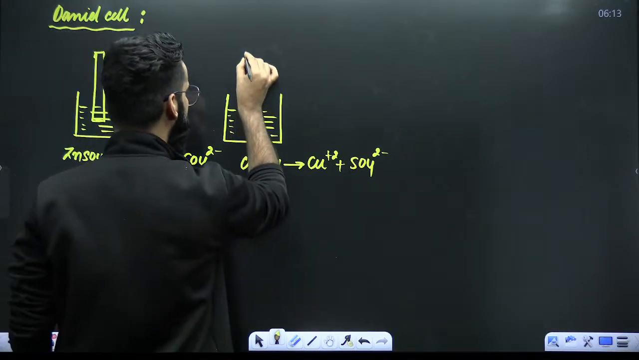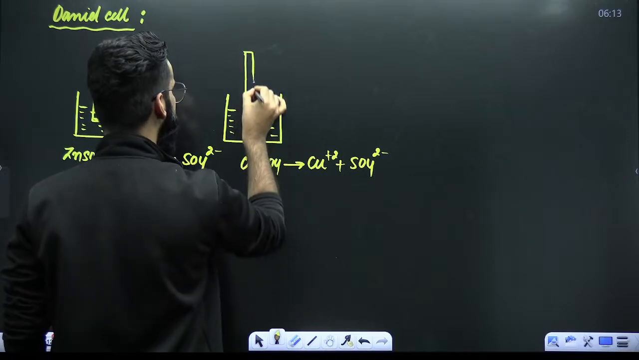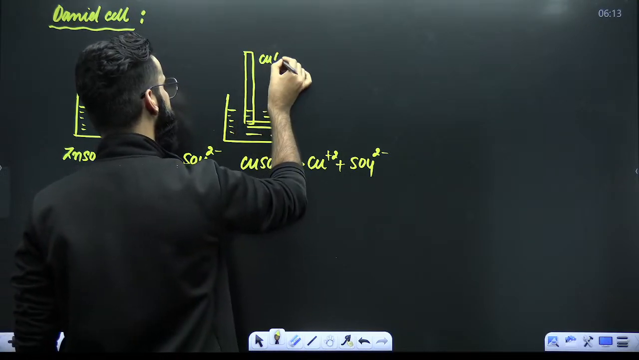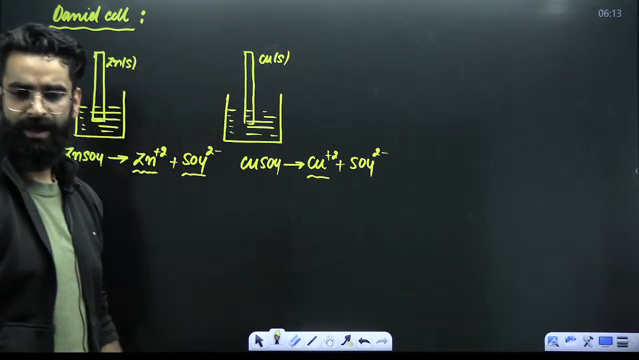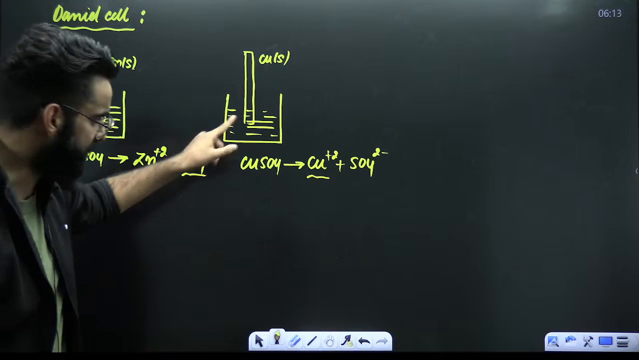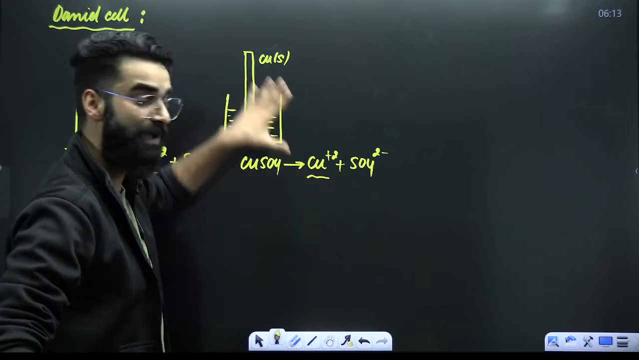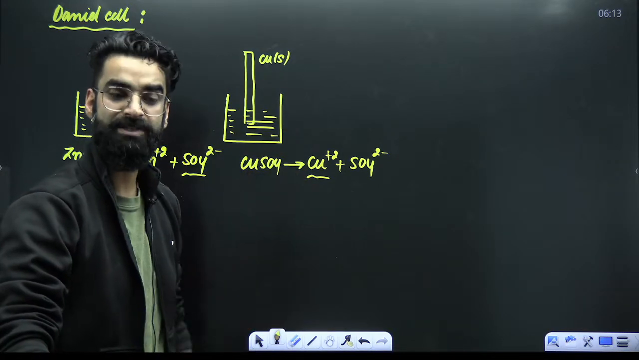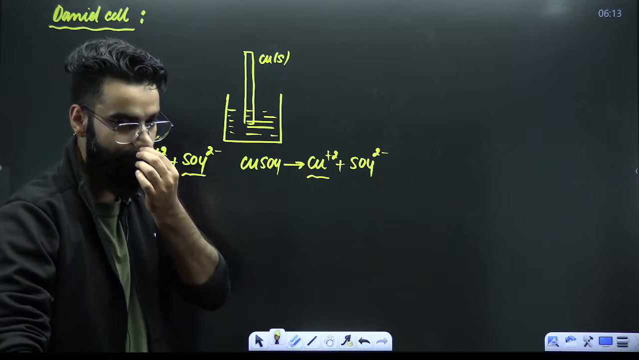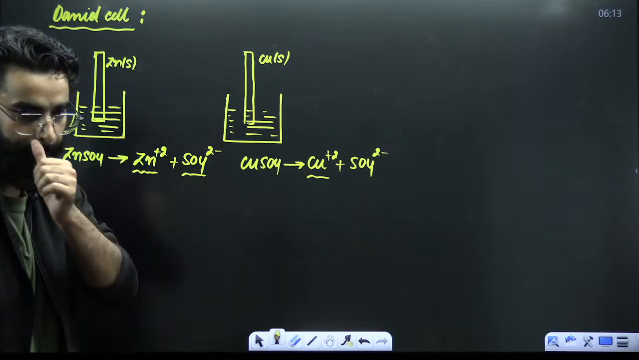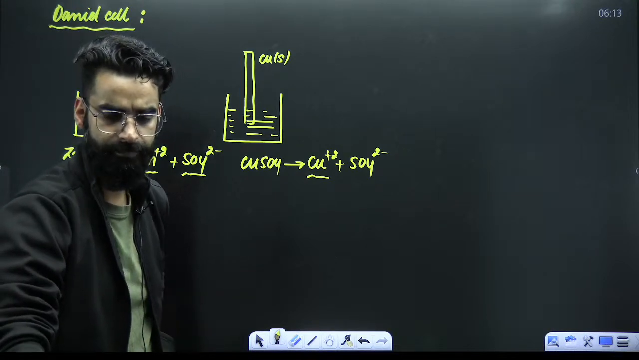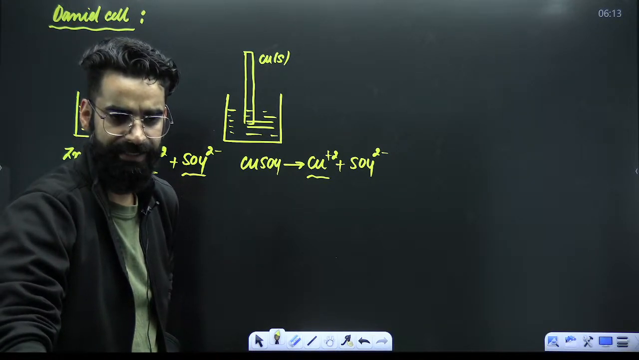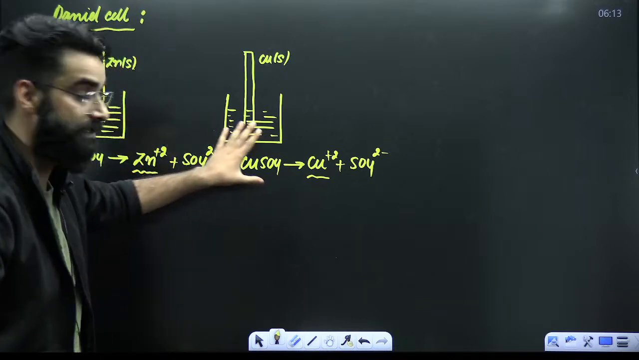Now, I'm going to introduce a rod. Which rod? I've introduced a copper rod into a solution containing its own ions. So this setup, again, I'll be calling the copper electrode, right? So how many electrodes have I taken? I have taken two electrodes. One is zinc and one is copper.